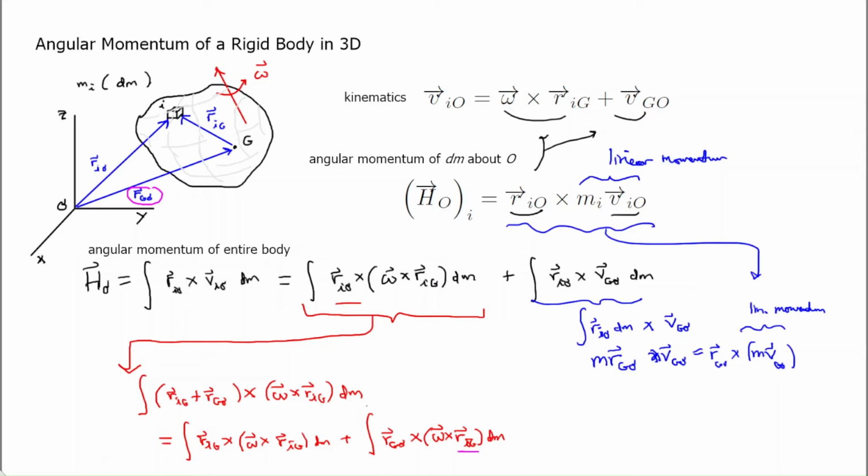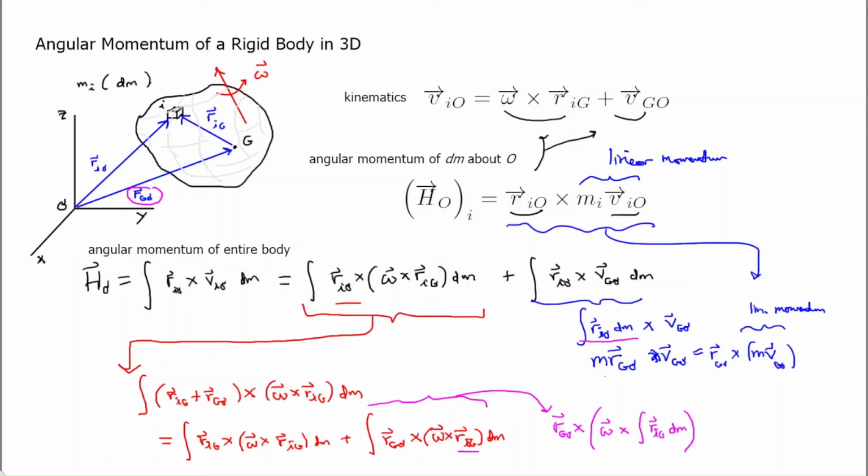So for this last integral, we can bring the r sub go out because it's a constant with respect to the integration. Parentheses, we can bring the omega out for the same reason, and then we have cross r sub ig dm. All right. Well, we saw an integral like this before, right up here.